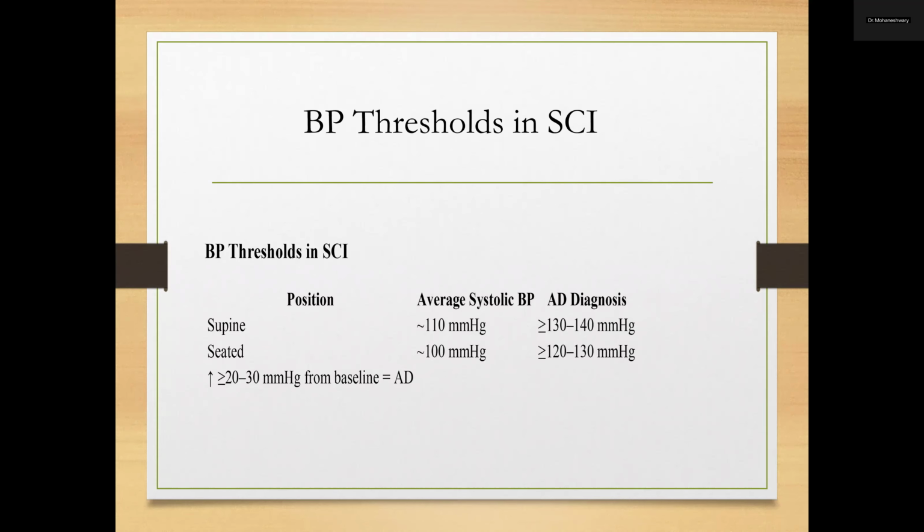When supine, if their blood pressure is more than 130 to 140, it's definitely AD. Whereas in the seated position, if their blood pressure is more than 120 to 130, it's definitely also AD. So just remember, an increment of 20 to 30 mmHg from the baseline blood pressure equals AD.